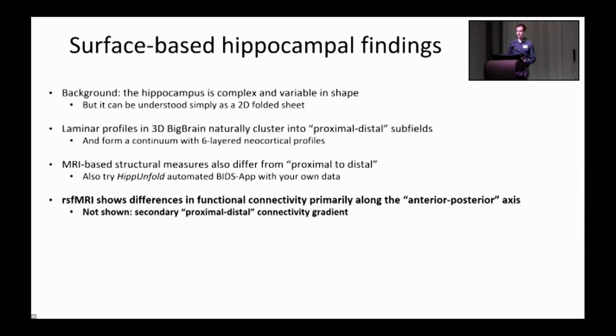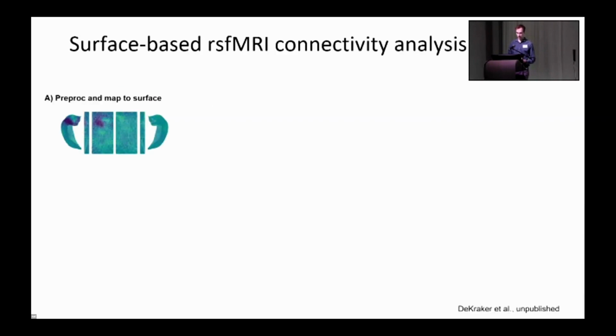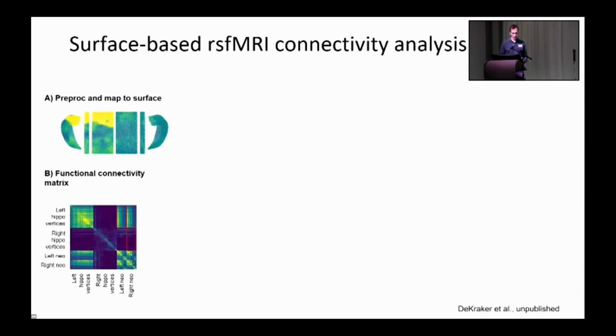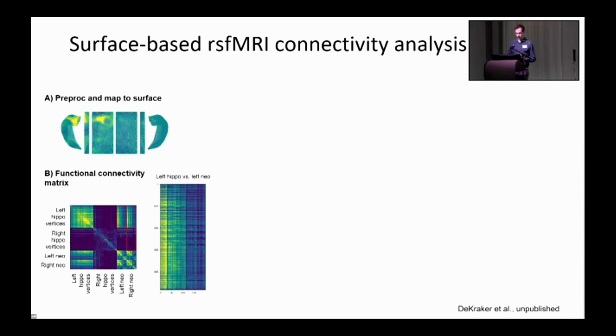fMRI. So the conclusion here is that it's actually a very different story. We see differentiation across the anterior posterior axis of the hippocampus. So basically the way that we do this is first we map some time series data onto the folded and unfolded hippocampus, which I'm showing here. And then we look at the functional connectivity between all of these hippocampal points or vertices to corresponding neocortical points. And we then just zoom in on the differences in the connectivity between hippocampus and neocortex.